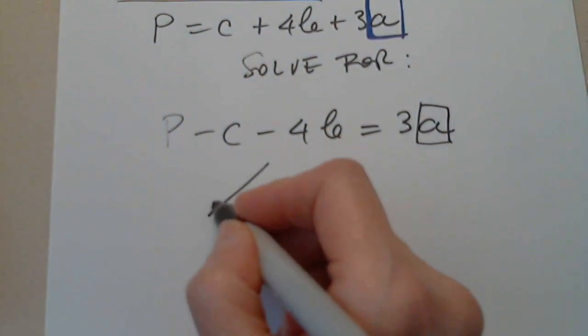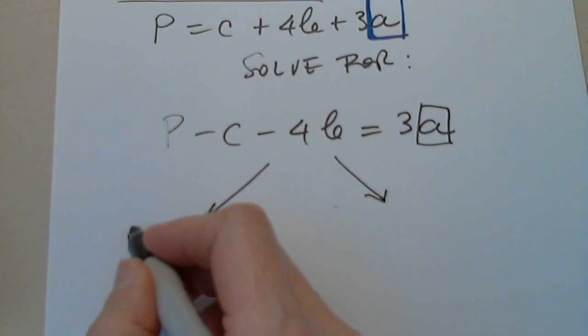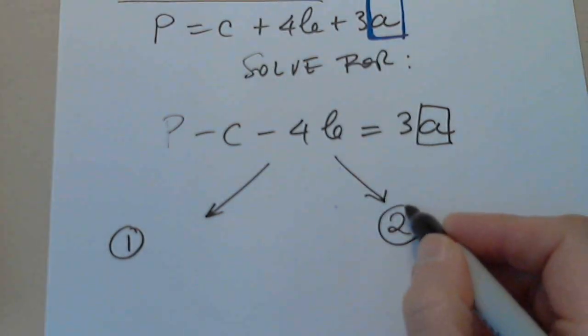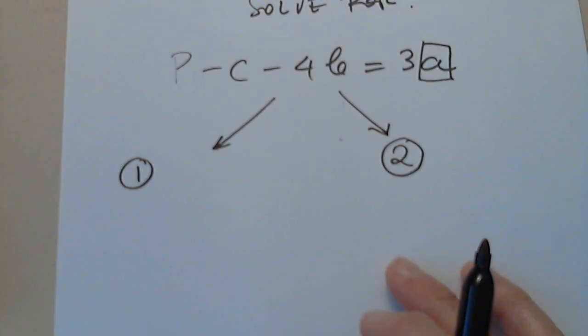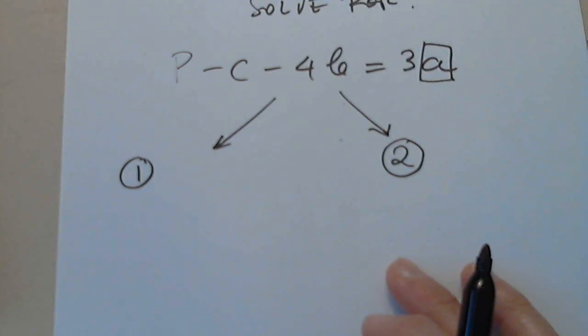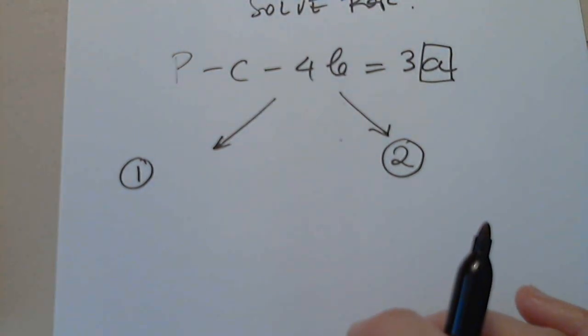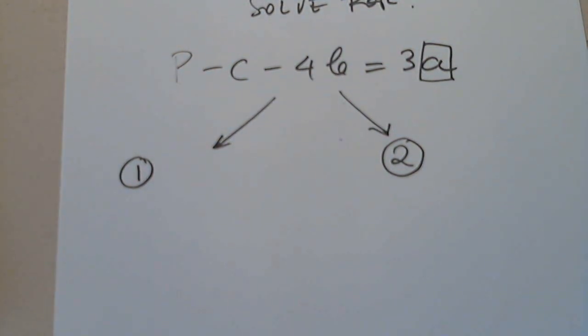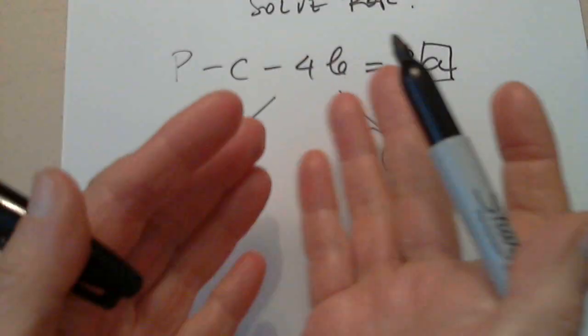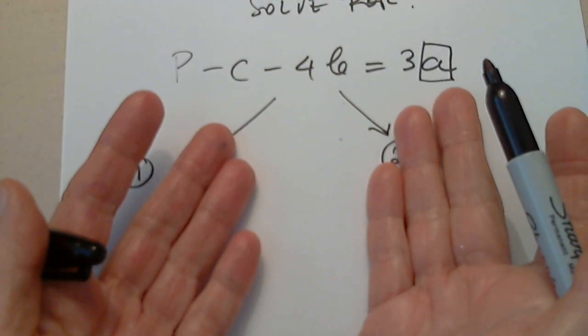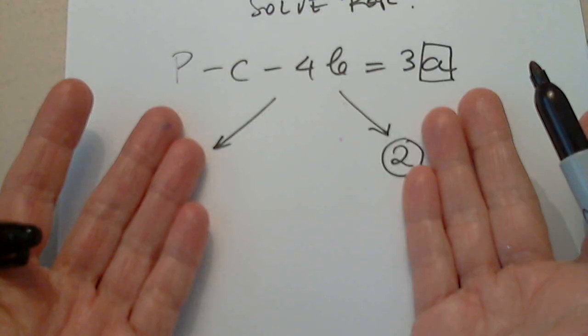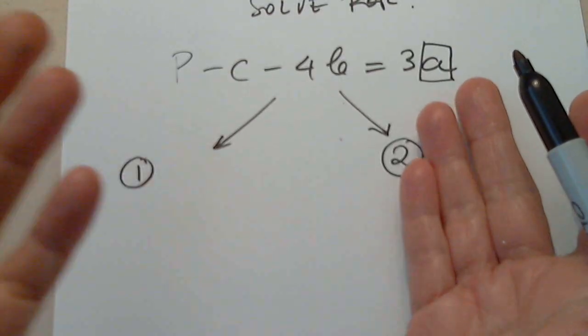So we are solving for A. Here we have two options. Option 1 and option 2. Both are correct. One is better than the other depending on the situation. One option is, so first of all, how do you solve for A? What would you have to do to both sides to solve for A? Divide by 3. Good, perfect.